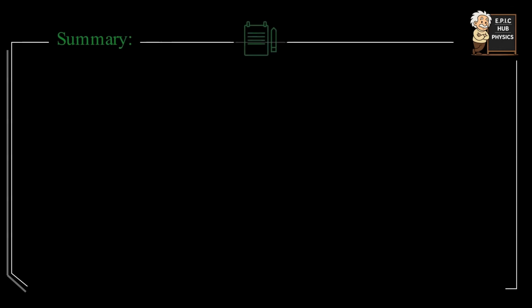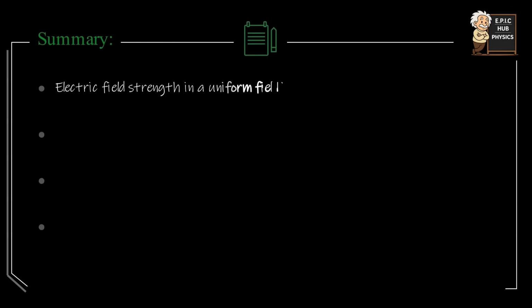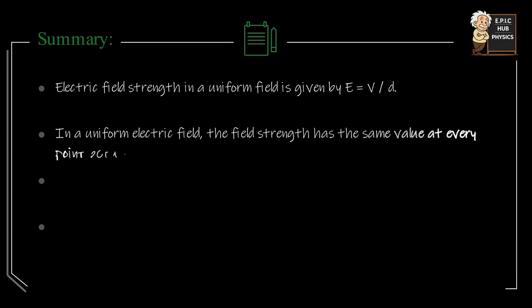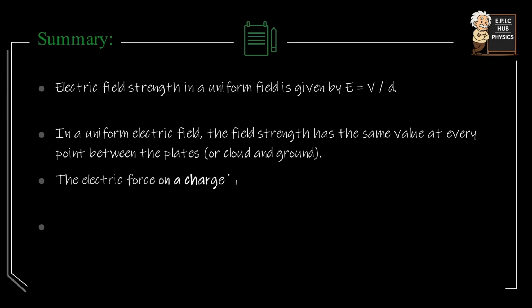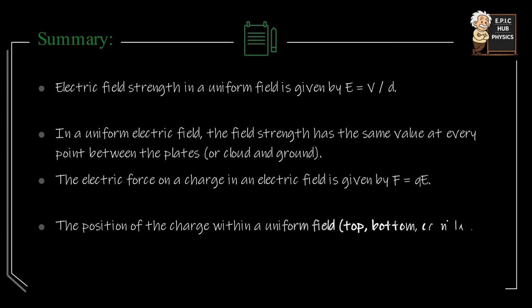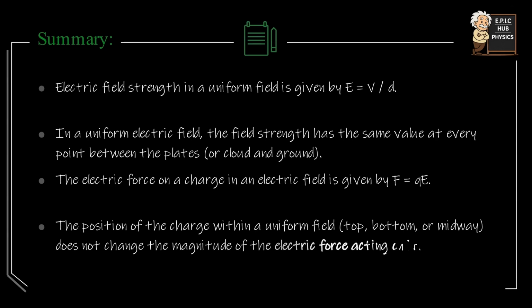Key points to remember. The electric field strength in a uniform field is given by E = V/d. In a uniform electric field, the field strength has the same value at every point between the two regions. The electric force on a charge in an electric field is given by F = QE. And the position of the charge within a uniform field does not change the magnitude of the electric force acting on it.